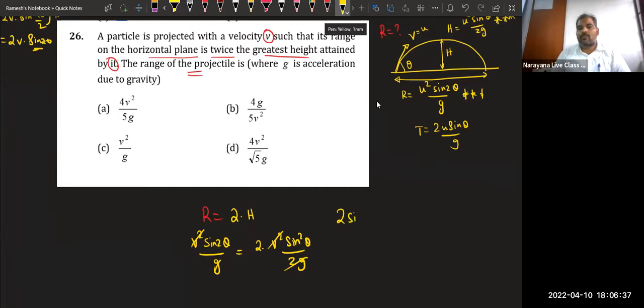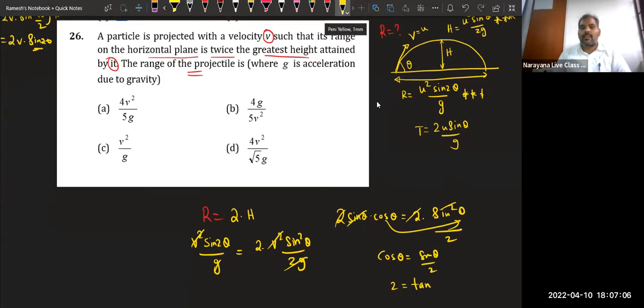Sin 2 theta how much? 2 sin theta into cosine theta, that equals how much? 2 into sin square theta by 2. Sin theta and sin theta cancel out. Cosine theta, sorry, correct only, no? Yes, sir. Wait a second, I made one mistake. Sir, I missed dividing by 2. Now it is perfect. Now 2 cancels out. So what can I write? Cosine theta equals sine theta by 2, no? Yes, sir. Understood? So 2 equals how much? Tan theta I can write, no? Yes, sir.